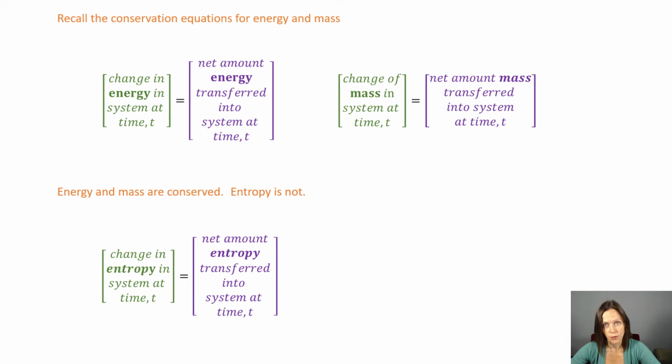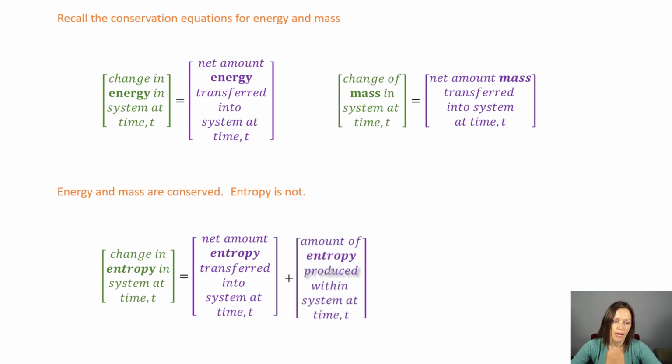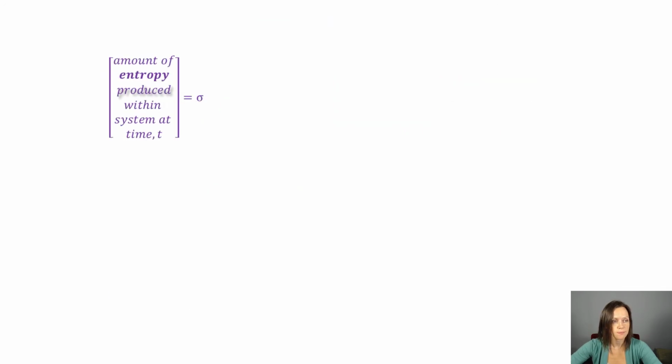So it starts out looking the same. So we have the change in entropy stored within the system equals the net amount of entropy transferred across the system boundary. But then we have this additional term, and it's the amount of entropy produced within the system. And it was this term that Clausius was after, a term that's indicative of how much usable work we lose for a given process.